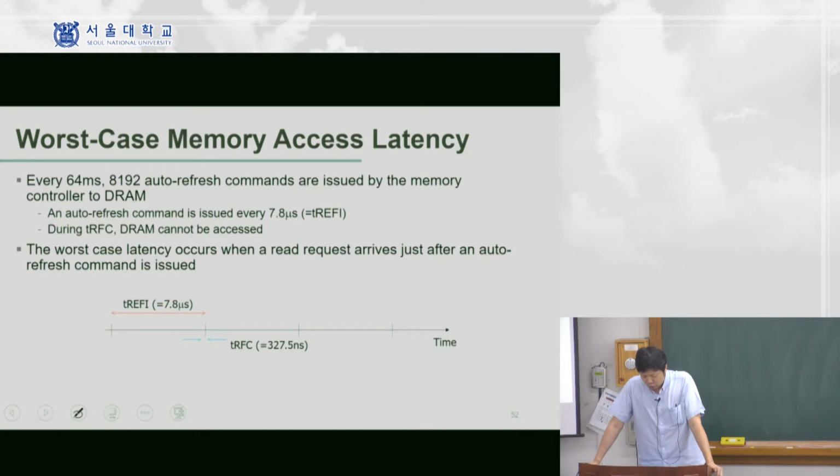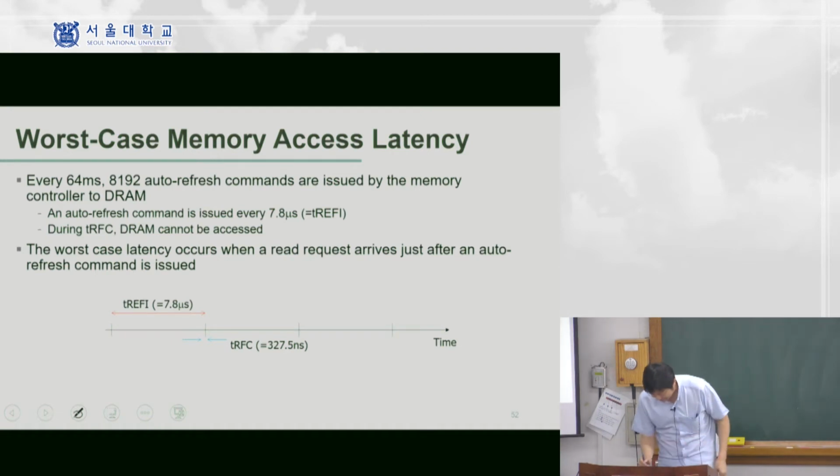And the issue interval is like 7.8 microseconds if you do it uniformly. This is called REFI, the refresh interval. Once this refresh command is given, during the refresh cycle time, DRAM cannot be accessed because it's blocked for refresh. So the worst case latency occurs when the read request arrives just after the refresh has started.